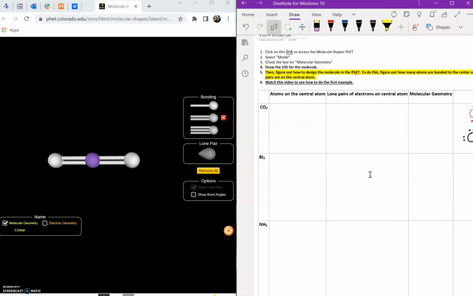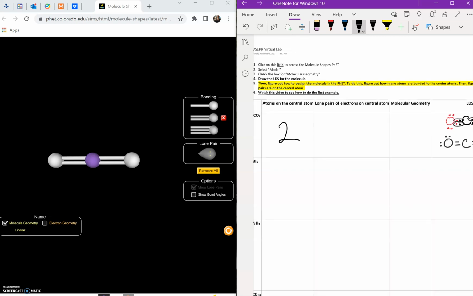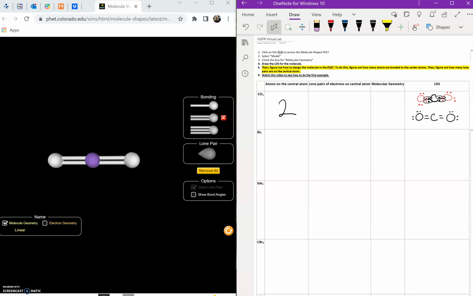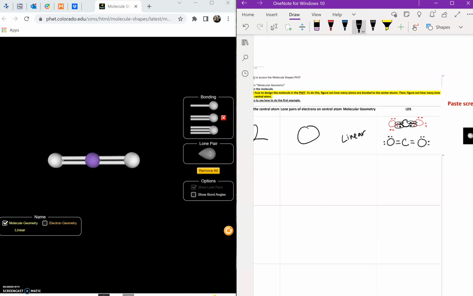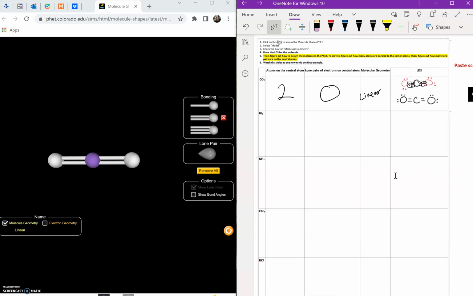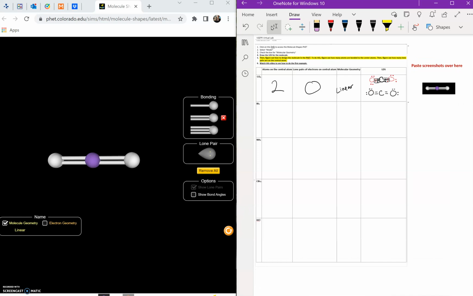And then I'm going to fill in these questions here, which we kind of already answered. On the central atom, there were 2 that were bonded: the 2 oxygens were bonded to the carbon, which was the central atom. And there were 0 lone pairs on the central atom. According to the PhET right here, the molecular geometry, which is what we're interested in, says linear. And that is how we do the first example for this lab.